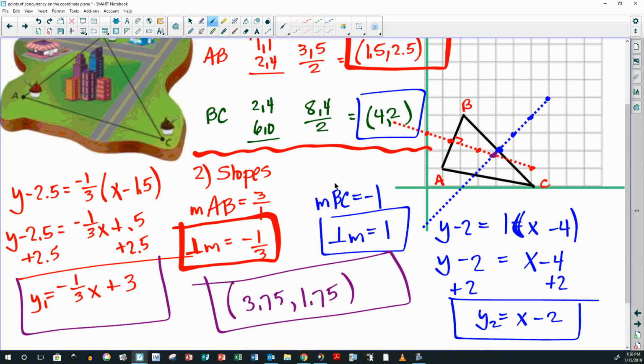Obviously, in your assignment, when you're entering your answers, you're probably going to need to enter them as fractions. Don't enter them as decimals. They're going to want them as fractions.